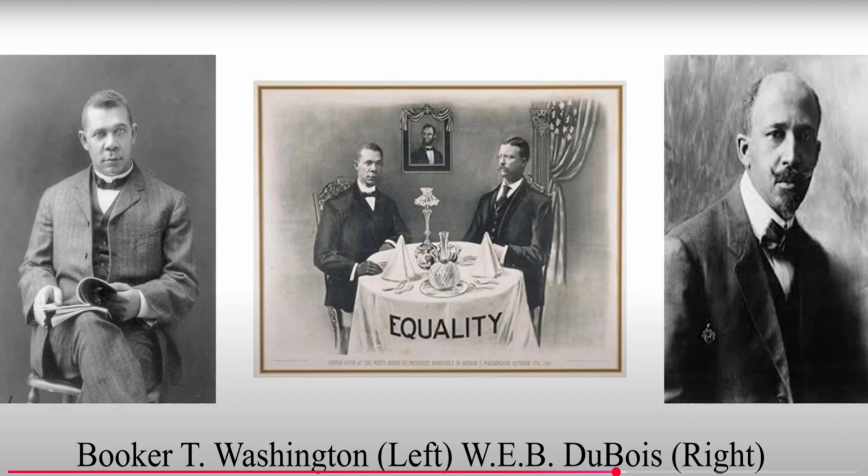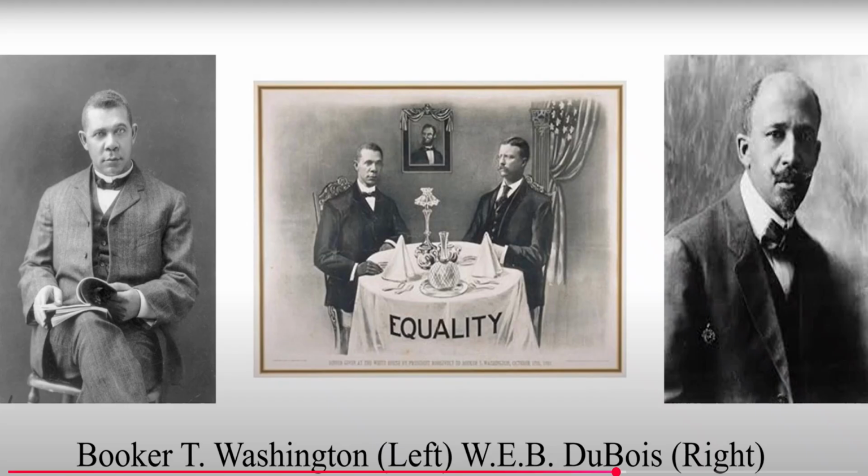This is Booker T. Washington on the left and W.E.B. Du Bois on the right. They're two very important African American civil rights activists and leaders in the late 1800s and early 1900s. They're advocating for African American people, just like Ida B. Wells was during this period. A bit about the both of them.